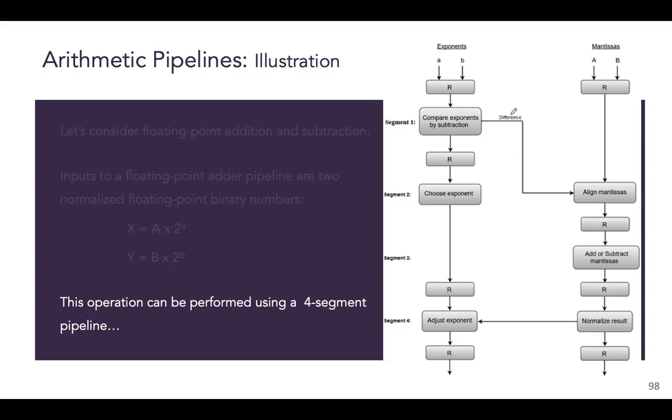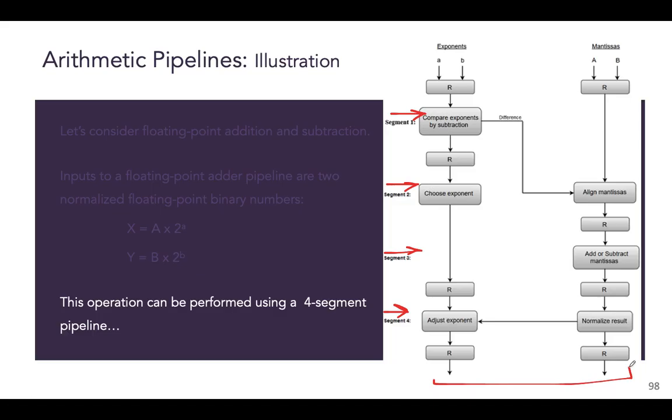So overall, we're going to take a look at each of these segments separately in a few moments, but overall you can see that here we have the exponents, right, the mantissa, we have registers at each intermediary stage, and within the registers, some operations are being performed within each segment, right? 1, 2, 3, and 4. And then you get the final result here.